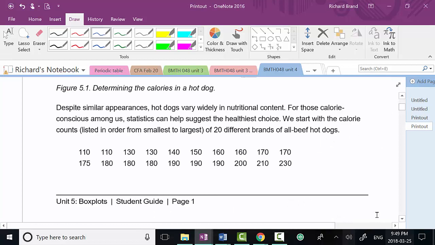First, I'm going to show you how to capture data from the Word document, and if you have it as a PDF, make sure you save it to a drive and open it up as a Word document. So I'm going to capture data from this Word document and dump the data into a box plot generator. The box plot generator is located in the Bmath 048 Moodle course in Unit 5.